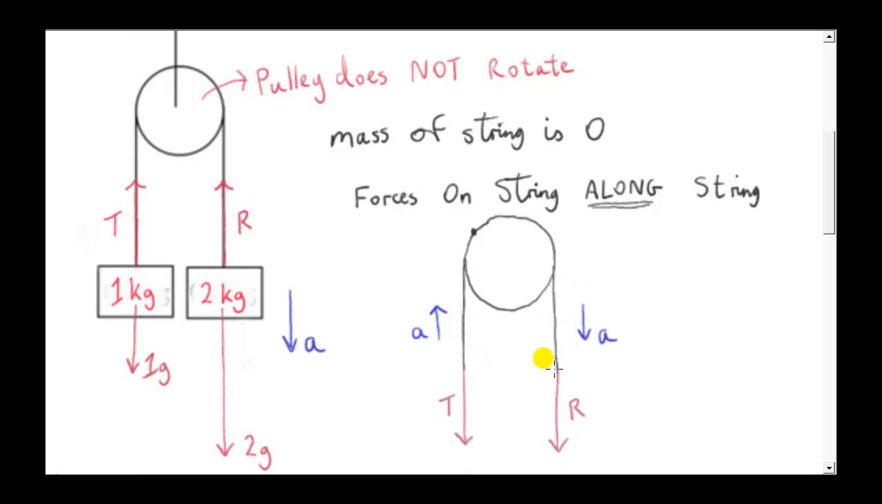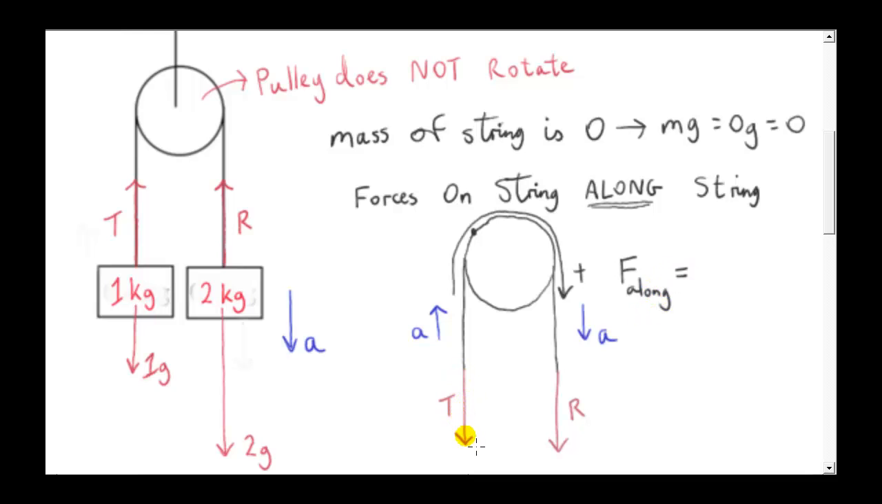Now we also have the weight of the string, but we are assuming that the mass of the string is 0, which means that its weight, mg, is going to be 0 times g. If its mass is 0, its weight is obviously 0. So the only two forces to consider along the string are T and R. Also we don't have any friction forces along the string because this pulley is perfectly smooth. Okay, so let's say F is the resultant force on the string along the string.